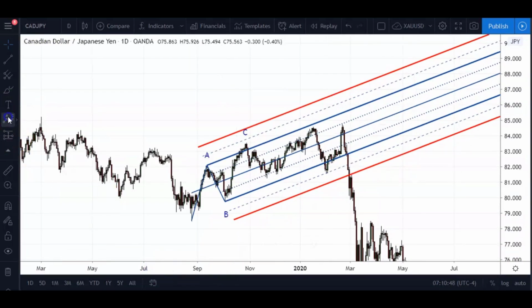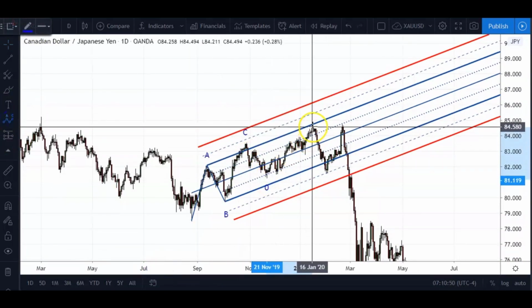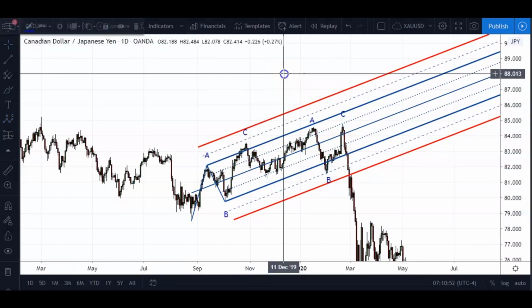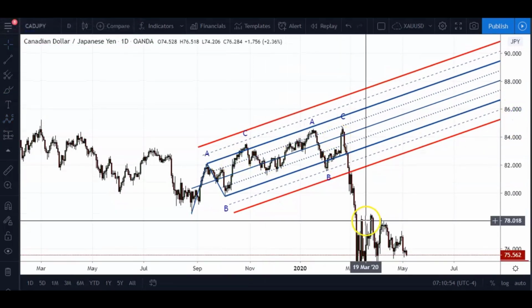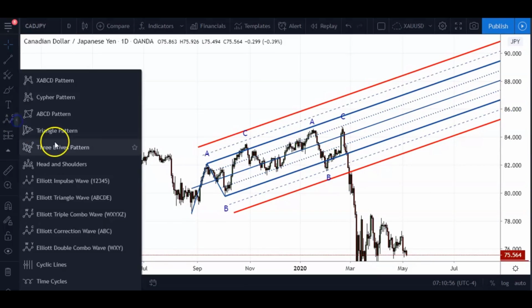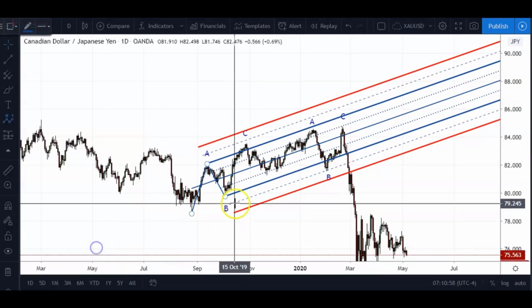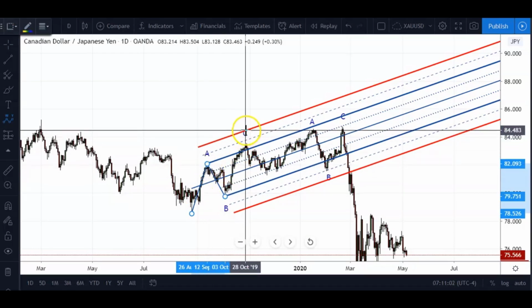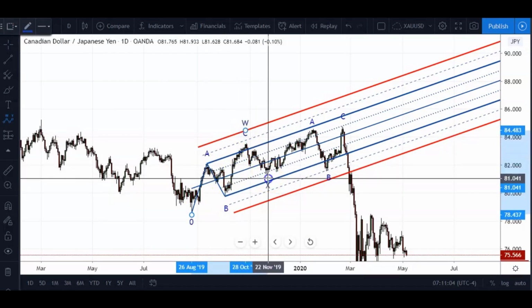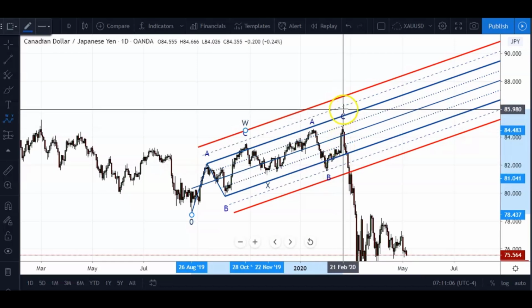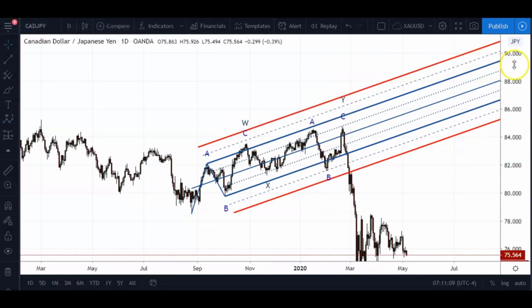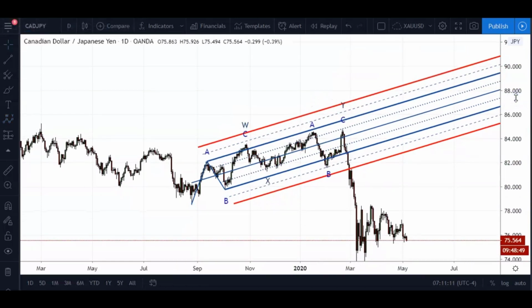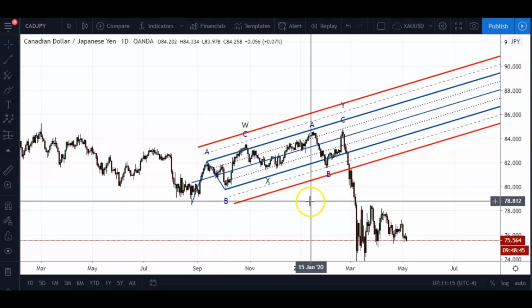Like I mentioned before, double zigzags are just two ABCs after each other, and they are actually connected with and labeled a little bit differently, as Elliott wave terms suggest. You have an ABC, and that'll be a W wave, an X wave, and then you have another ABC. So they call these WXY waves. Very simply, just two ABCs connected by what they call an X wave.